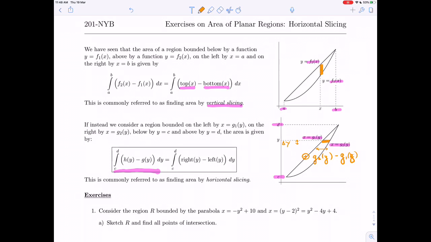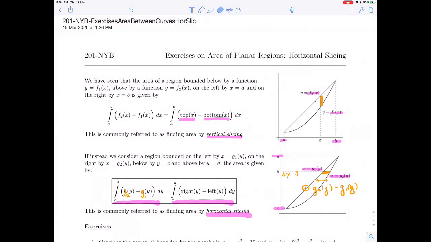g2 of y, the rightmost value, minus g1 of y dy, which is said in its memory aid way as the integral from c to d of the rightmost function minus the leftmost function with respect to y dy. And when we set up an integral with respect to y to find an area, this is called horizontal slicing, again because the rectangles that would be drawn to create the Riemann sum are drawn horizontally.